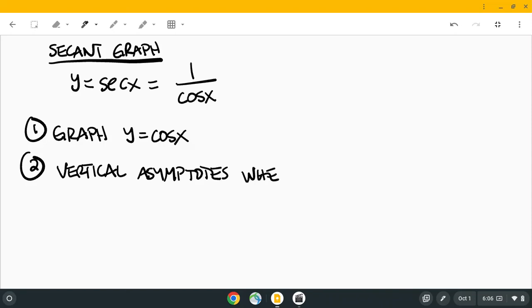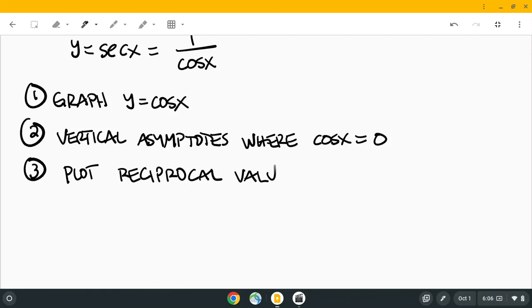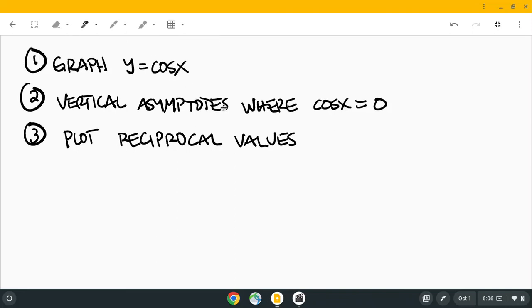where cosine x equals 0, because then that makes the denominator 0. So anything over 0 is undefined. Okay, and then we are going to also plot the reciprocal values. All right, so let's take a look.